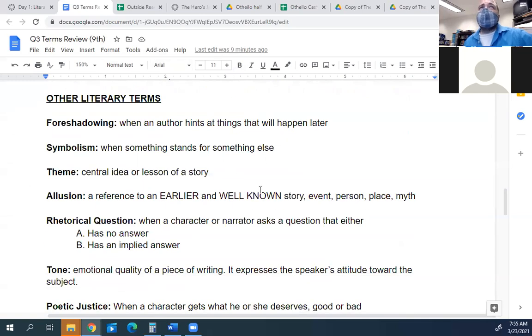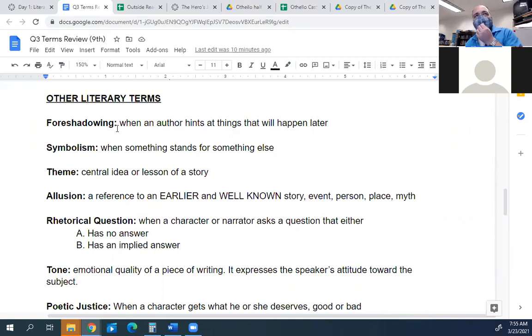Other literary terms, it's sort of a catch-all. Things that I expect you to know: foreshadowing, when the author hints at things that will happen later in the story. In other words, some big event is coming, and it's casting its shadow back into earlier parts of the book. And so you can oftentimes predict what's coming based on the shadow of the future event. And that's why we call it foreshadowing. We're hinting at what's coming in the future. And there's a lot of that in all your outside reading books. You guys picking up on some of that?